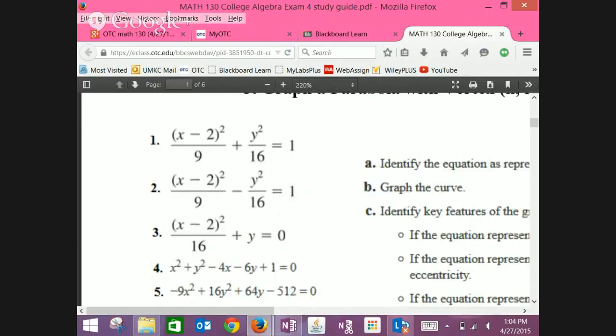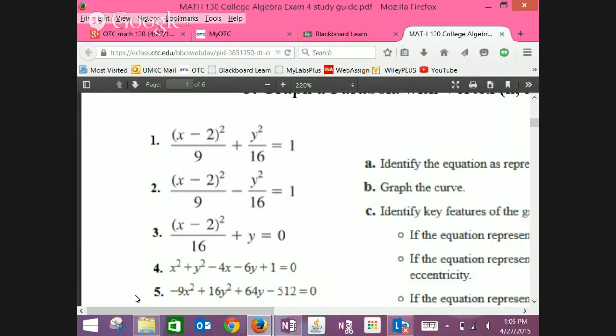So the very first test is, can you just identify the shape? Don't do anything with it. Can you classify these as ellipse, hyperbolas, or parabolas? If only one of the variables is squared, it's automatically a parabola. If they're both squared, it's an ellipse or a hyperbola. If they're both positive, it's the ellipse. One of them's negative, it's the hyperbola, right?